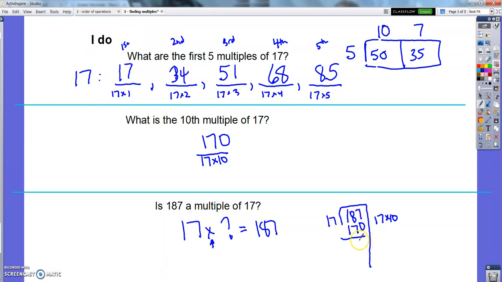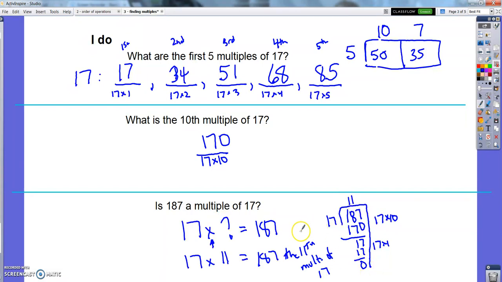And that's going to leave me with 17. Oh, that's nice. 17 times 1, and I have no remainder. So that tells me that 17 times 11 equals 187, which means that 187 is the 11th multiple of 17. So that's what we do.